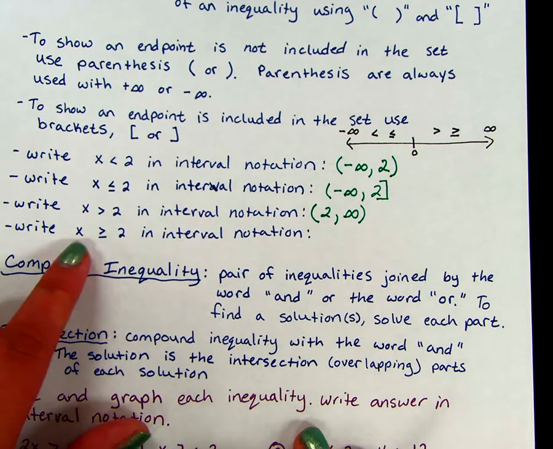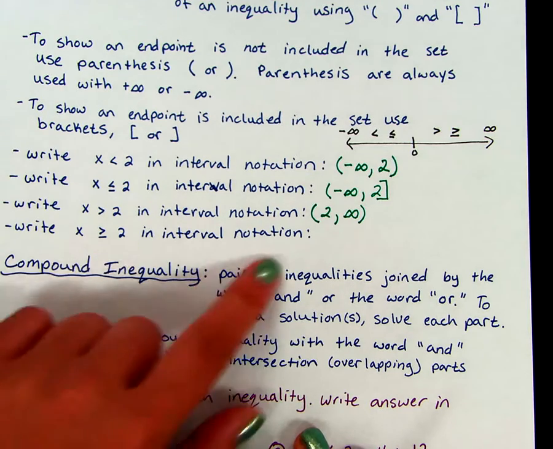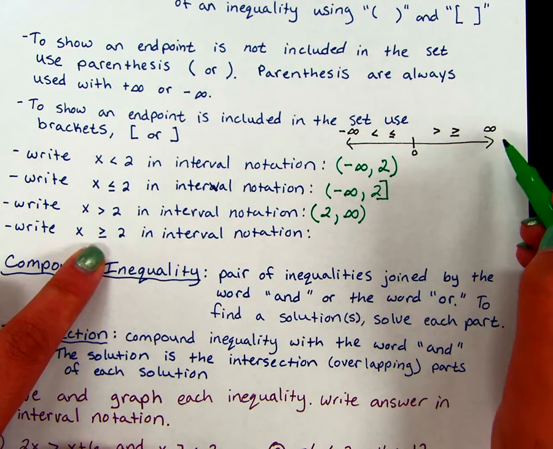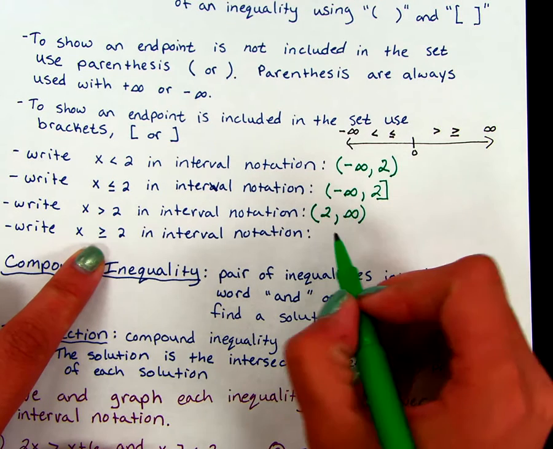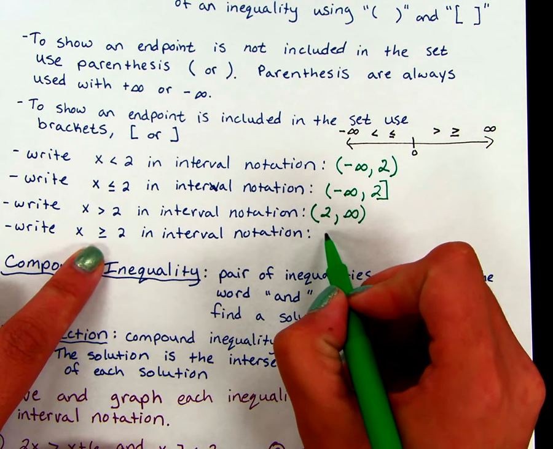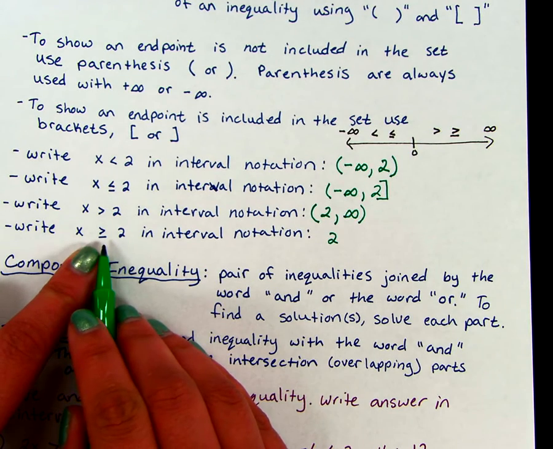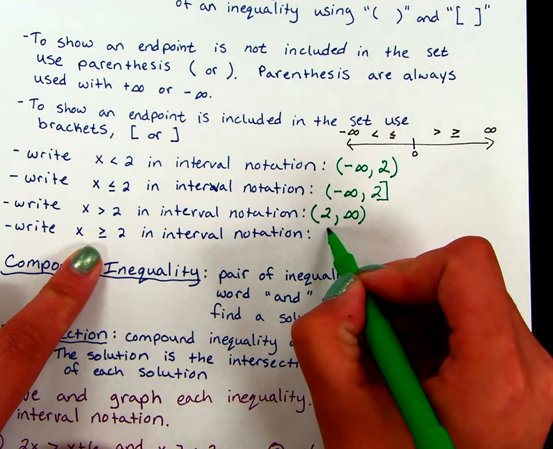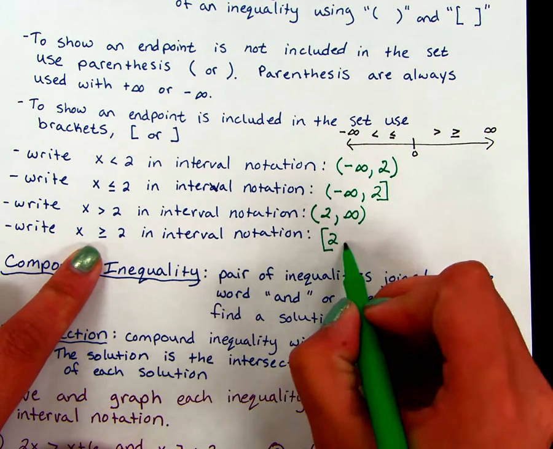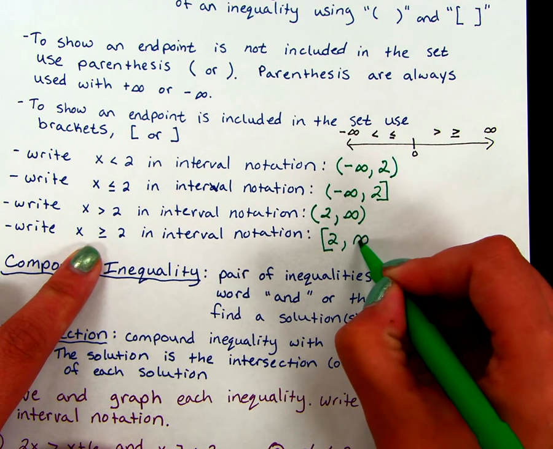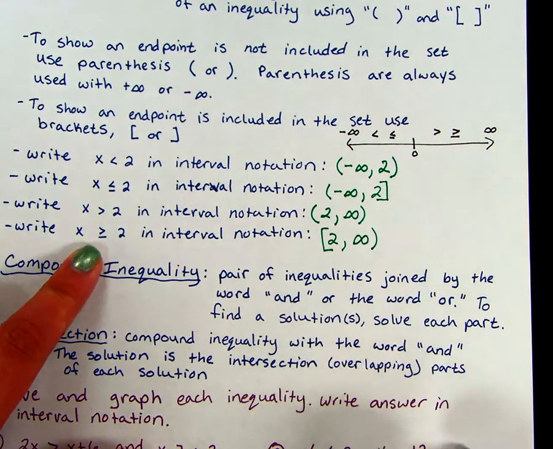And the next one, x greater than or equal to 2 in interval notation. Since it's greater than, we're shading towards positive infinity. We always start with the smallest number. In this case, it will be 2. Because there's a bar underneath, that means that we do include it. If we include it, we use a bracket. And then comma, and we're going all the way up to positive infinity. Since it's infinity, we're going to use a parenthesis.